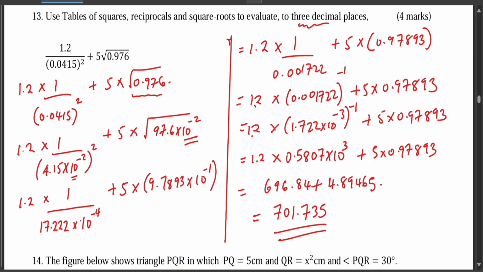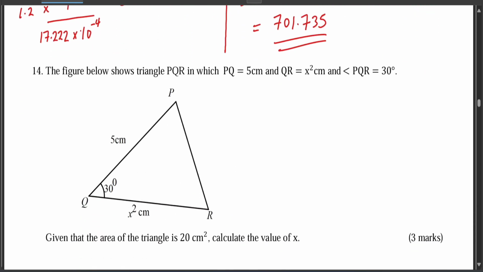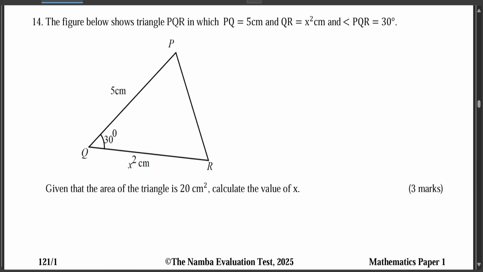So let's continue. Question 14. Remember, the figure below shows triangle PQR in which PQ is equal to 5 cm, QR is equal to x squared centimeters, and angle PQR is equal to 30 degrees. Given that the area of the triangle is 20 centimeters square, calculate the value of x.